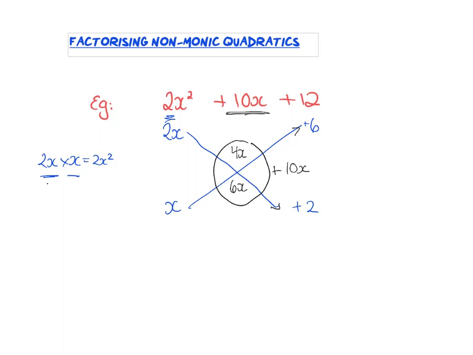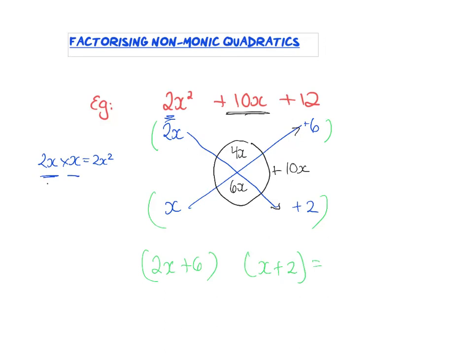So therefore, these become our brackets. The answer is actually 2x plus 6 and x plus 2. If you don't bracket it that way, it will make a difference. So this 6 has to be with that 2.